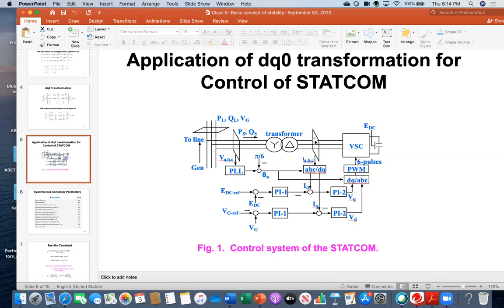But from the line, we will not directly give the time quantity. That is the meaning. That's why in the controller, instead of giving any time function, let's convert that ABC system into DQ, and then you give those currents.